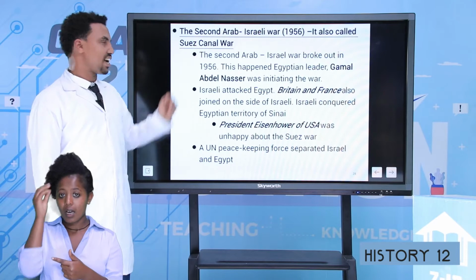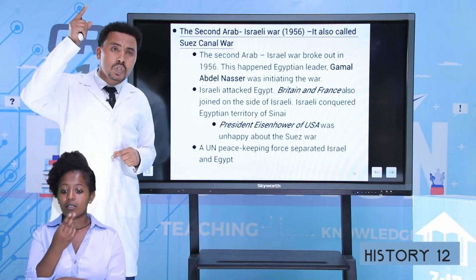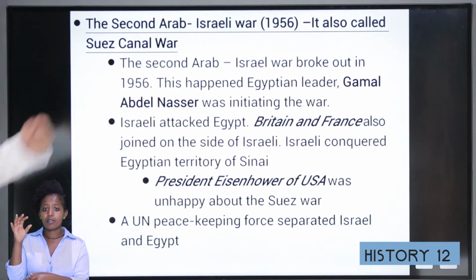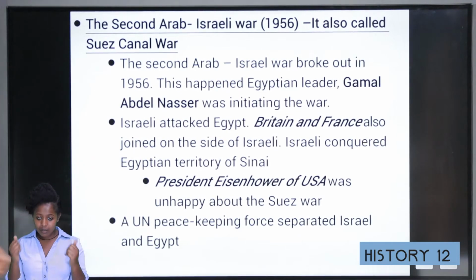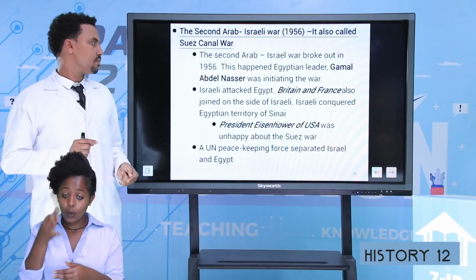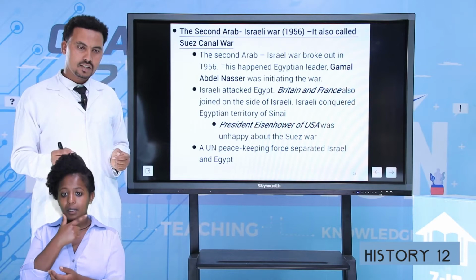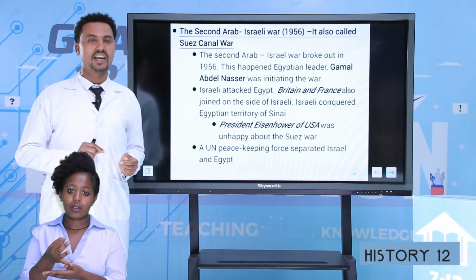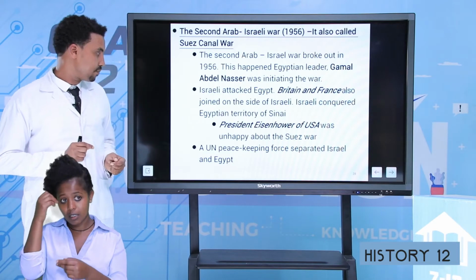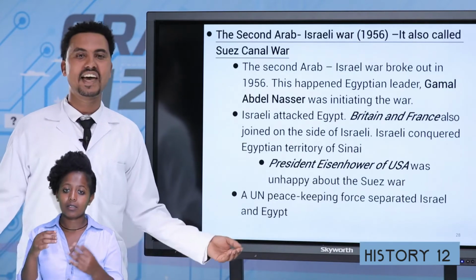The second Arab-Israel war, also known as the Suez Canal War or the Suez Crisis, broke out in 1956. This happened with Egyptian leader Gamal Abdel Nasser initiating the war. On the side of Israel, Britain and France were involved as supporters of Israel. But Eisenhower, the US president at the time, was unhappy about the Suez War. Then the UN peacekeeping force separated Israel and Egypt.